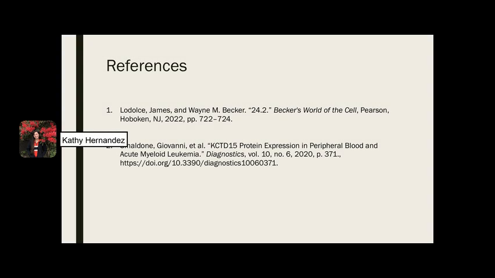These are my references. Number one was used in the discussion of the flow cytometry methods, from Becker's World of the Cell. The second reference is used for figure 1C in the KCTD15 protein expression in peripheral blood and acute myeloid leukemia article.